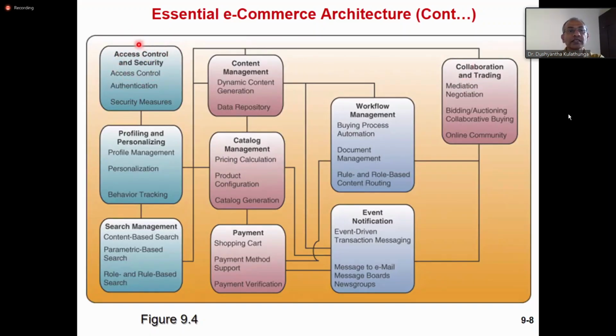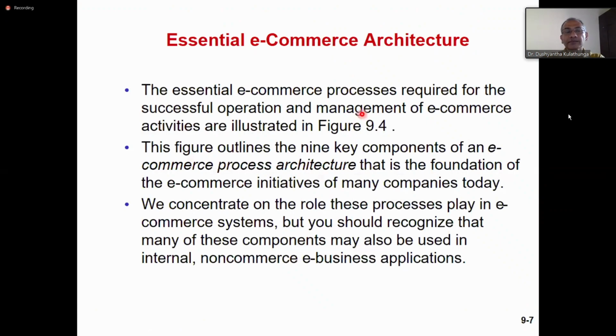components or processes: access control and security, profiling and personalizing, search management, content management, catalog management, payment, workflow management, event notification, collaboration, and trading. So those are the 9 essential elements, components, or processes. Whatever terms we utilize, they are very much important, very much essential for the success of our e-commerce operations.